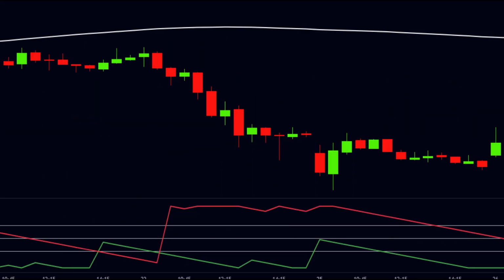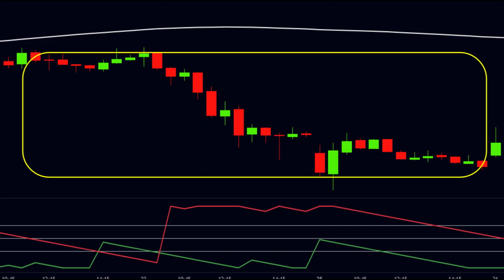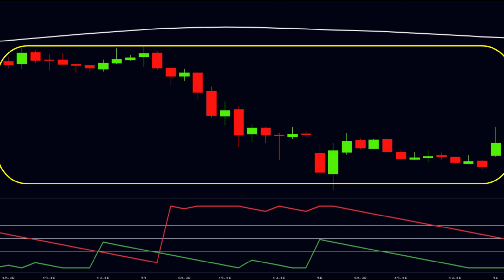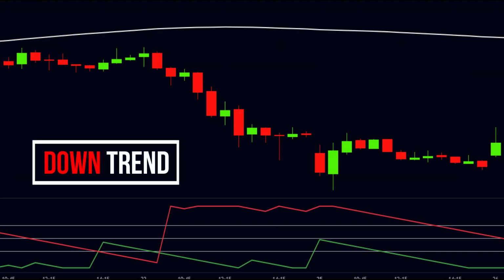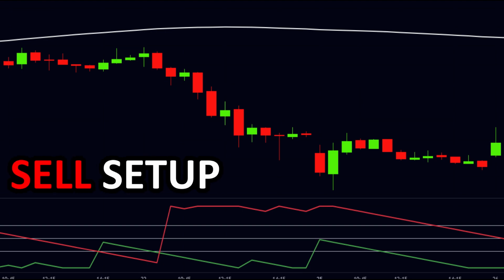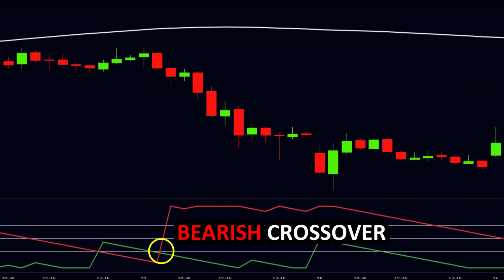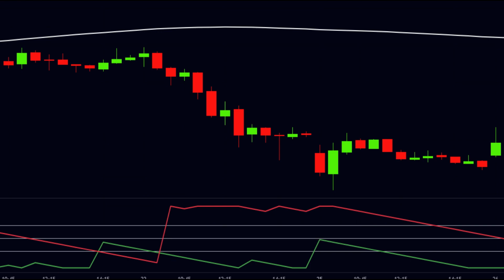Here we have the chart of a stock on 30-minute time frame. As you can see here, the price is below the 100 SMA. Thus, the price is in the downtrend, so here we can get the opportunities to make our sell setup. You can see here, the Aroon upline crossover the Aroon downline from upside to downside, so this is our bearish crossover. After this bearish crossover, the Aroon downline moves above the 70 level, this situation indicates for an effective downtrend. So, this will be our trigger candle.